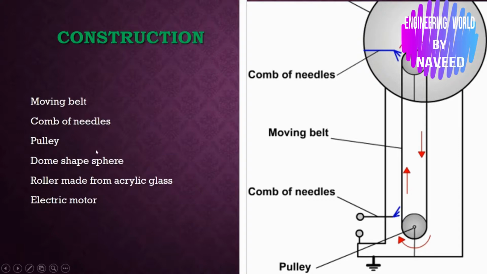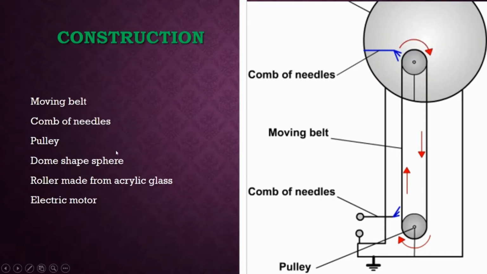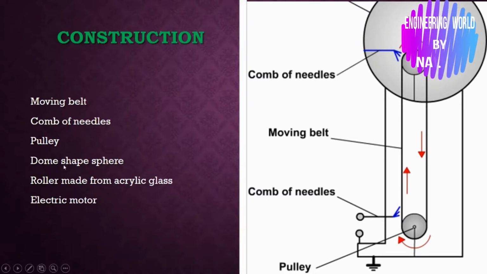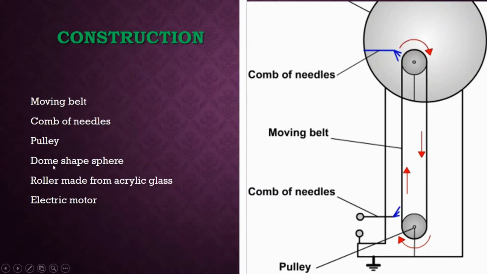Then rollers made from acrylic glass. These are the rollers which are made from acrylic glass, and an electric motor. These rollers are moved by the electric motor. The electric motor is nothing but a motor that looks like a sewing machine motor.